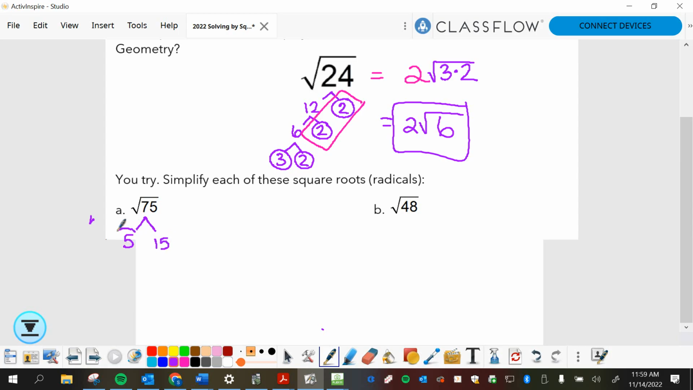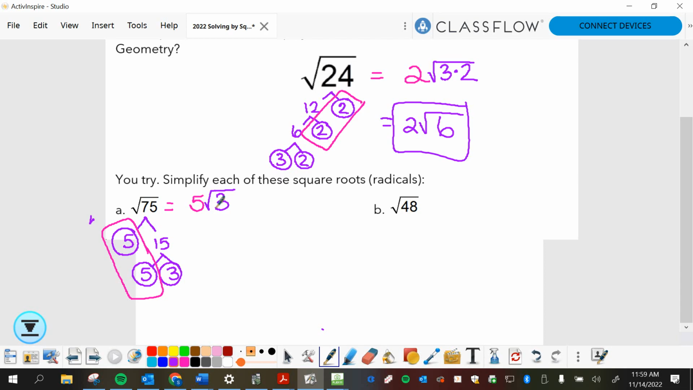So we got 5 and 15. 5 is prime, you can't break that up any further, so you circle it. 15 can be broken up, right? 3 and 5. Doesn't matter the order I write these, right? So I've got a 5 and a 3. All right, now I look for a pair. I have a pair of 5's, so I get to pull out one 5 outside of the square root. So one 5 goes outside of the square root, and inside the square root goes 3. So this would be 5 square root of 3.